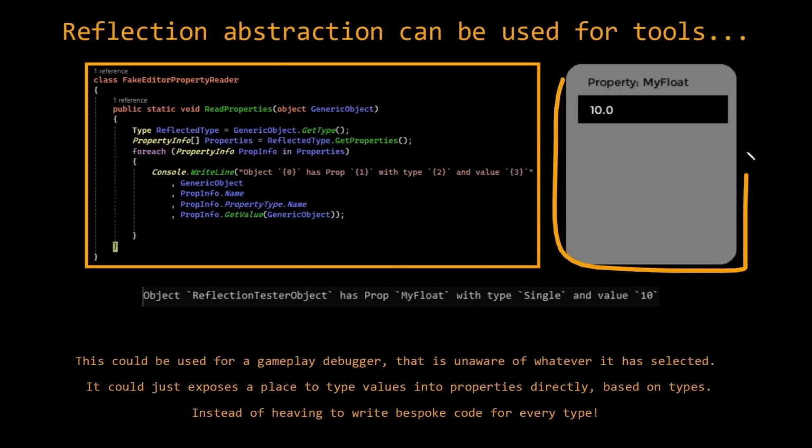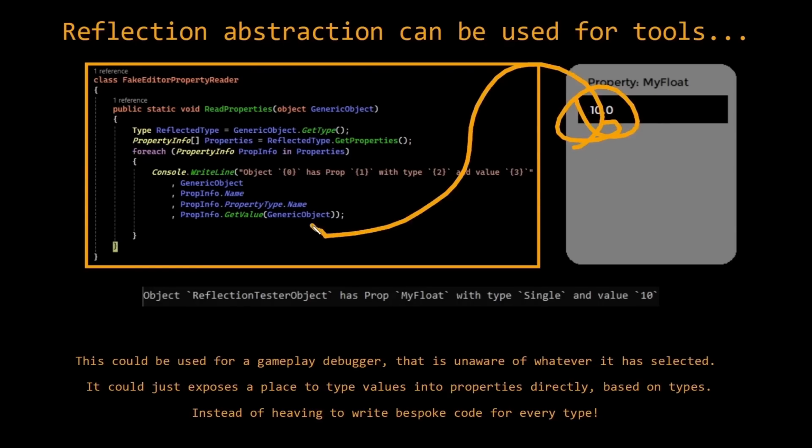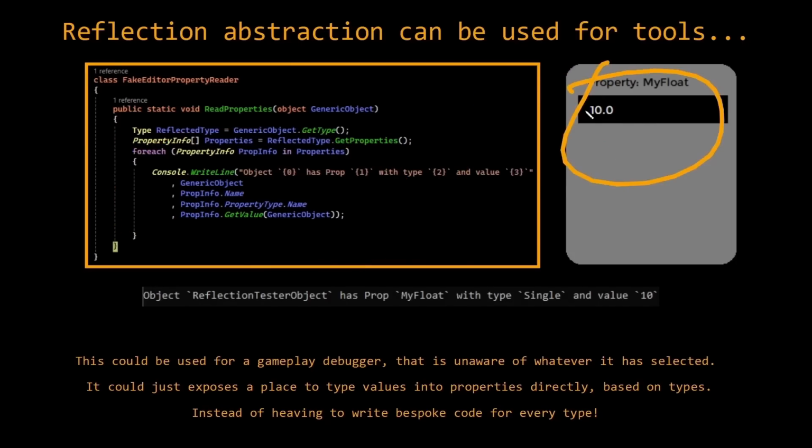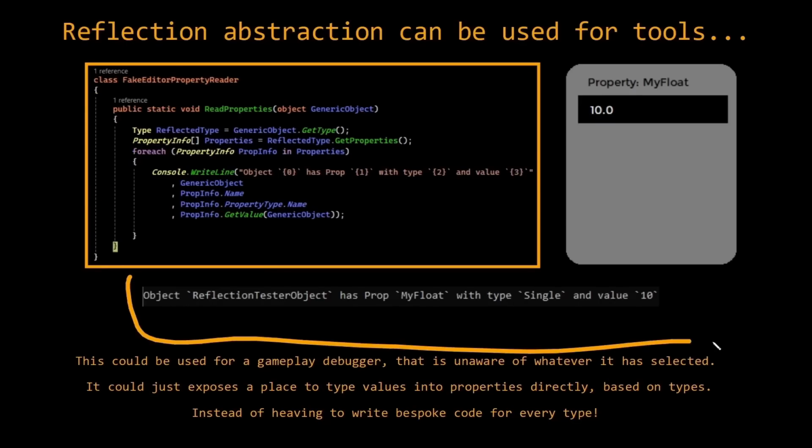So you could build a property window that just says, oh, there's a float, let me type a thing in, and it'll pass that value into the object without ever having to write specific code that says, oh, let me change the thing called myFloat. It's just able to reflect and then expose it. So that's really more of where this would be useful. You can see here it printed out.